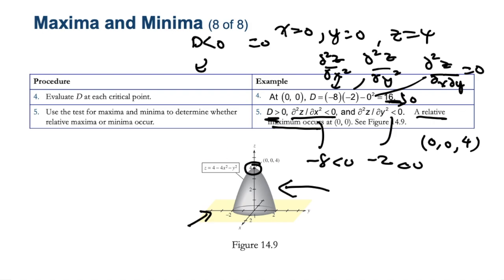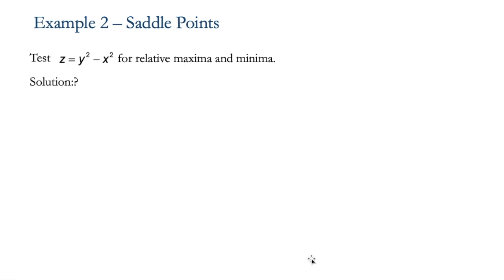Okay. Let's have the second example. Let's say we have this function z as a function of x and y, but this time around, if you look at the function, it is z equals y squared minus x squared. So what do we need to do? We need to test z for the relative maxima and minima.